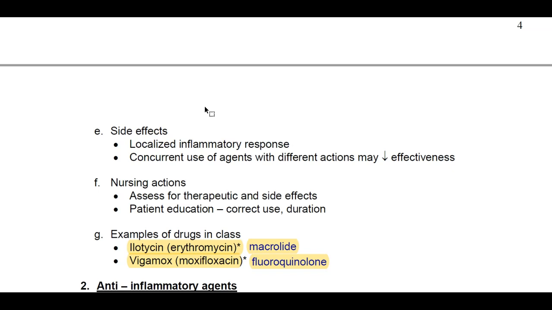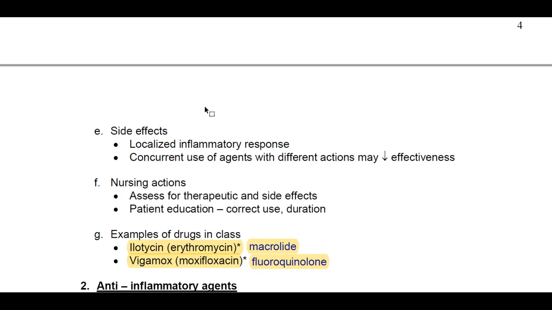Nursing actions, as always: we assess for therapeutic and side effects, and provide patient education, especially on the correct use and the duration, especially with antibiotics. We have to let them know that even though their symptoms have improved, we need to make sure that we complete the full antibiotic course, and that still applies with eye drops or ointments.